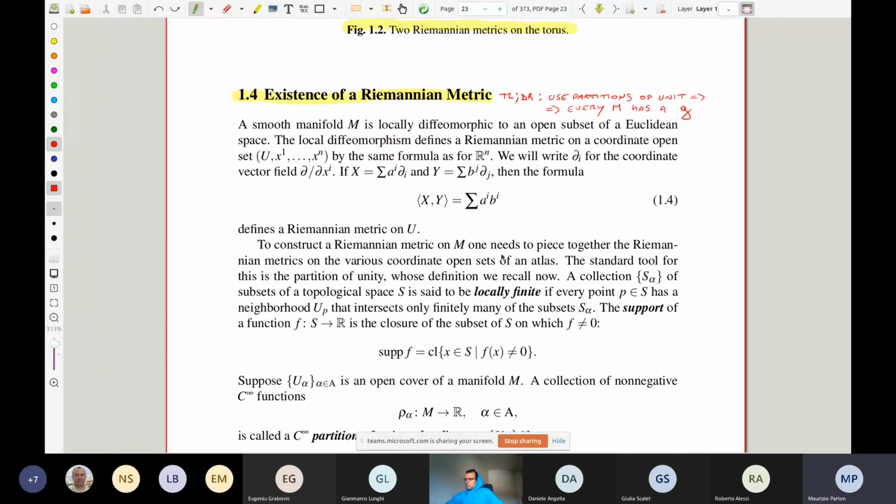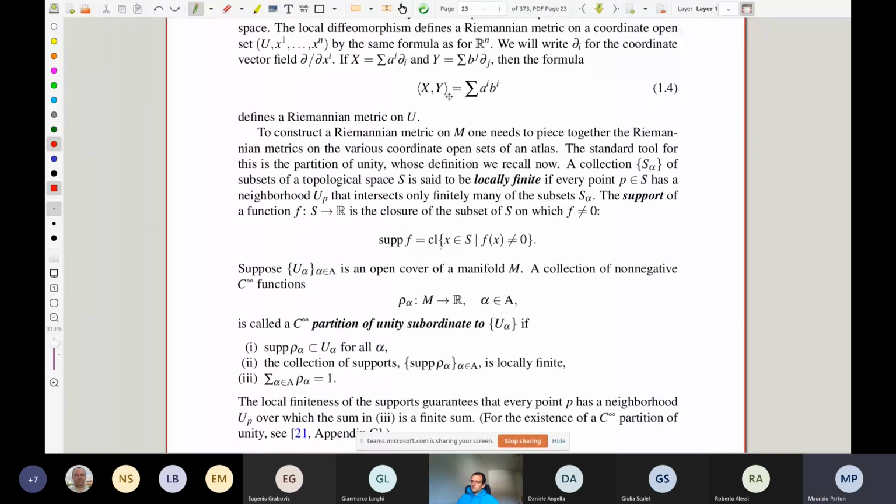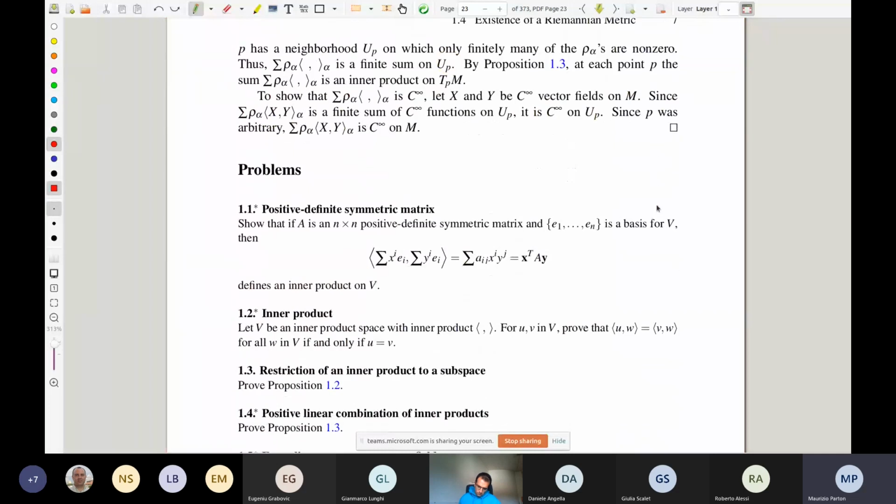Okay, so important thing: do Riemannian metrics exist on a manifold? Answer, yes. Let's go on. Every manifold admits a Riemannian metric, okay? So we are not talking of a useless concept.